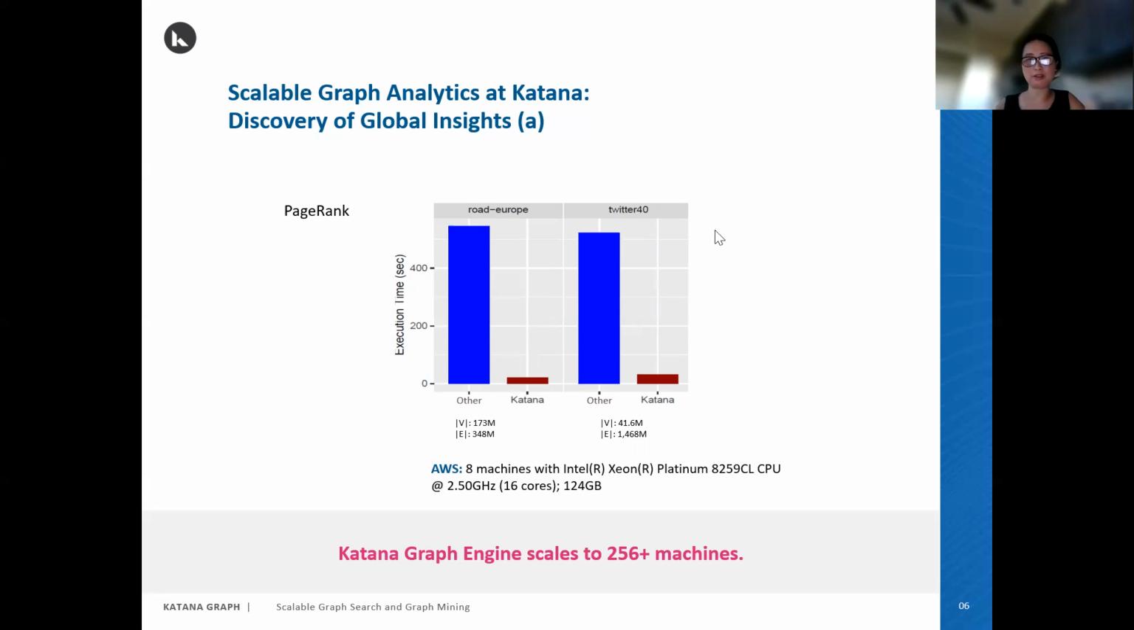It's the same for the Twitter data, which is a social network. It has 41 million nodes and 1.4 million edges. The Katana Graph engine can scale up to 256 plus machines.